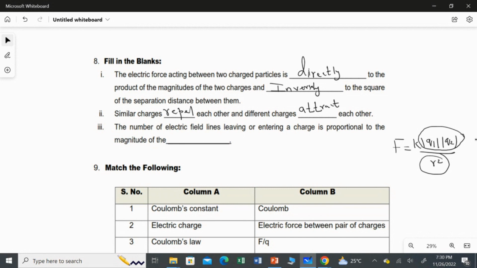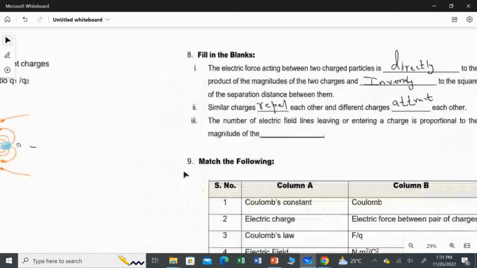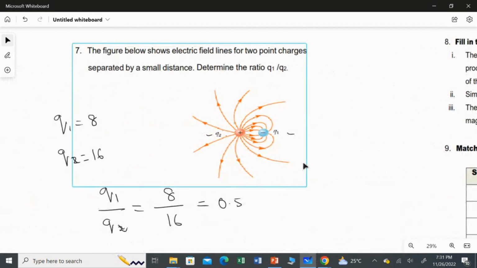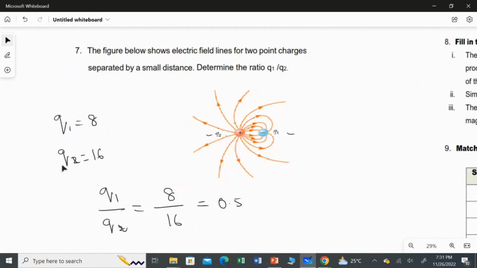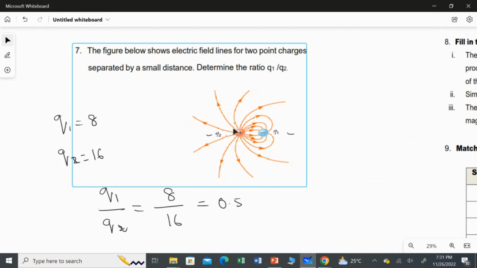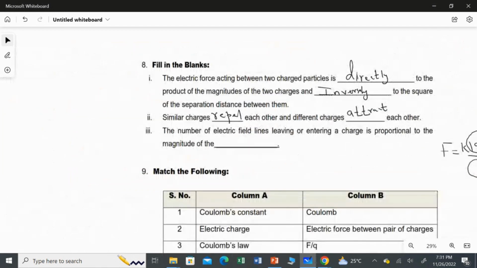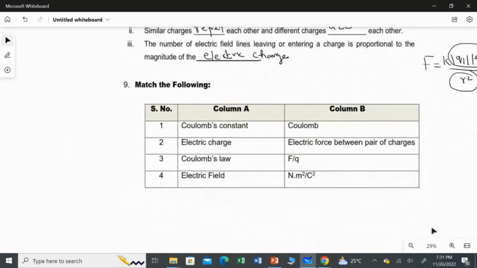just before we work out the question, what we did here? We found the value of Q1 and Q2 by the number of electrical field lines. Am I right? That means the number of field lines leaving or entering a charge is proportional to the magnitude of the electrical charge. Am I right? So the answer here is electric charge. Clear? That's it.